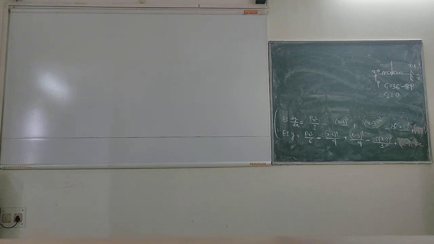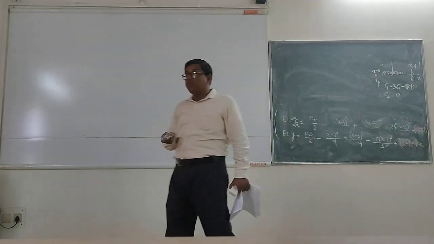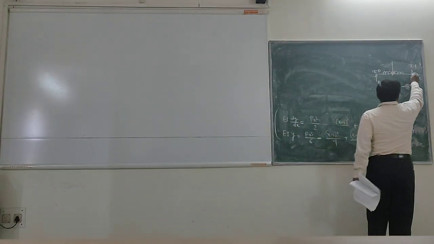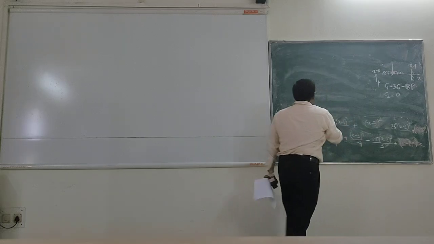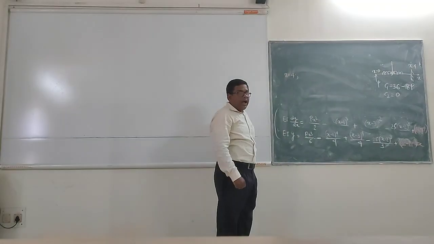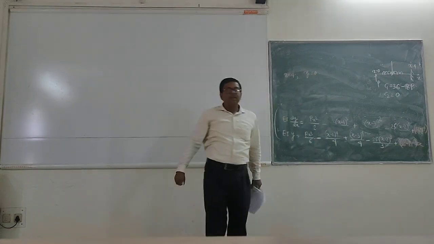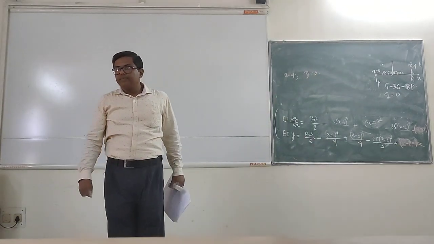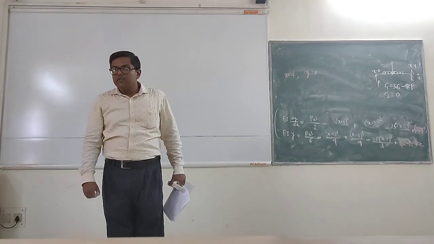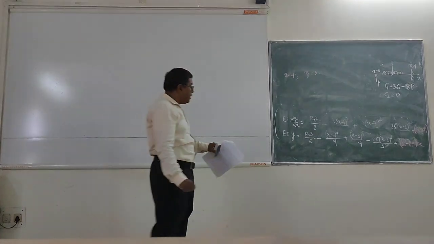Have you understood? So what should be my third boundary condition? The third boundary condition is at the fixed end. Where is the fixed end? The fixed end is at x equal to 4 meter, right? And at that point your y should be equal to 0. This is the third boundary condition. Are you clear on this? What is the third boundary condition?